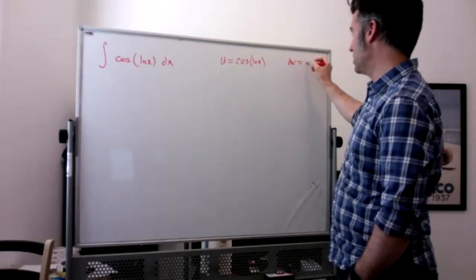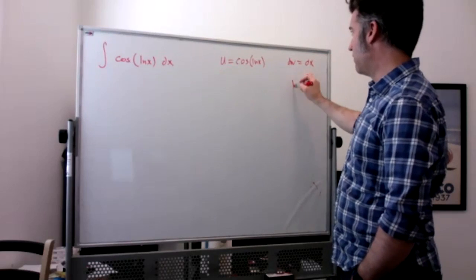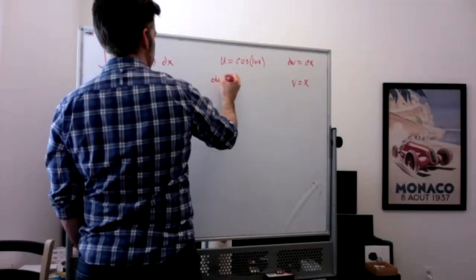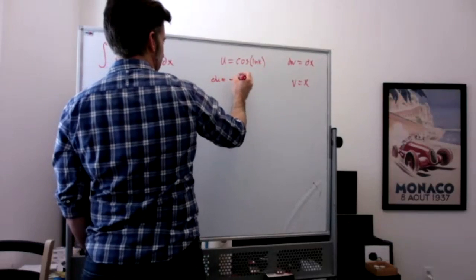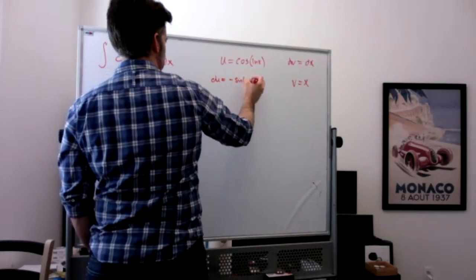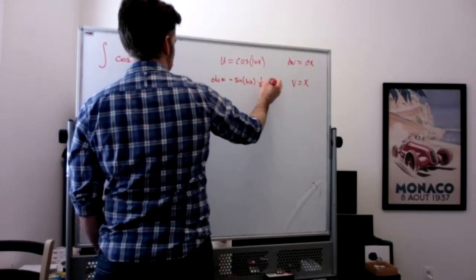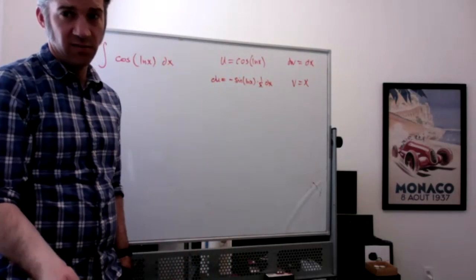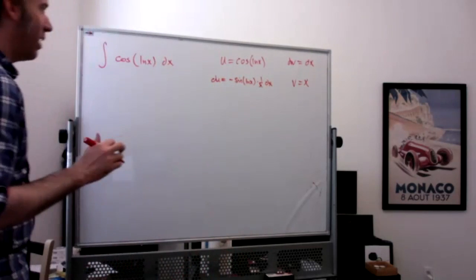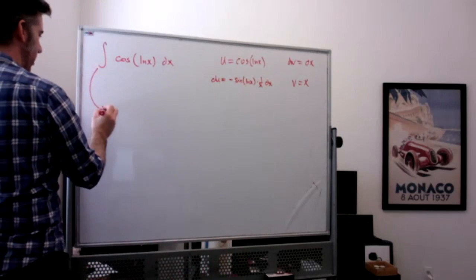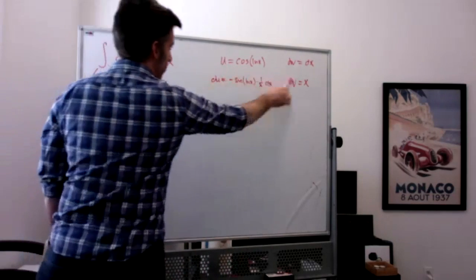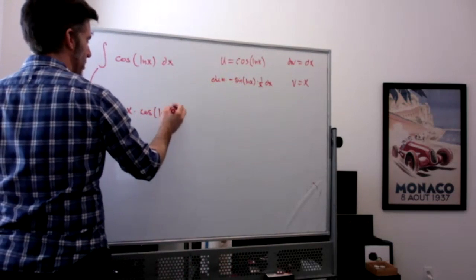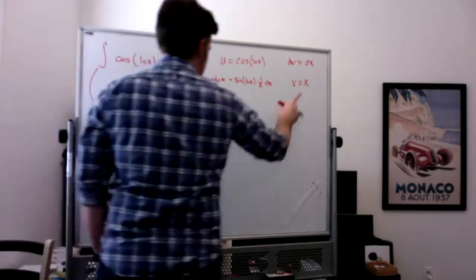So the dv is equal to dx. Then v is x, and du here is the derivative of this. So it's going to be negative sine of natural log of x times 1 over x dx, which you might think looks super wacky. I would agree. But look what happens. When we write this here, it ends up equaling uv minus the integral of v du.